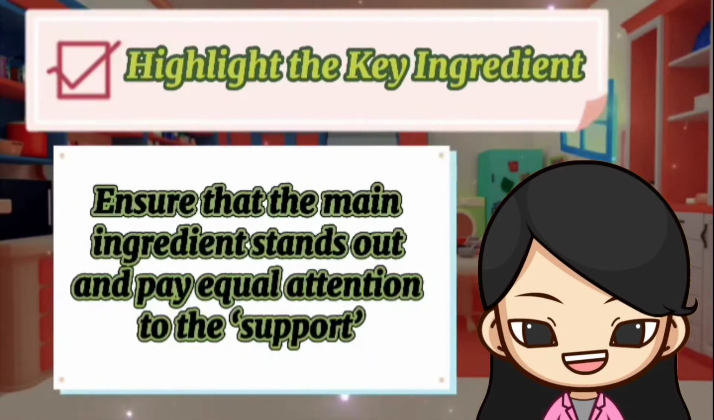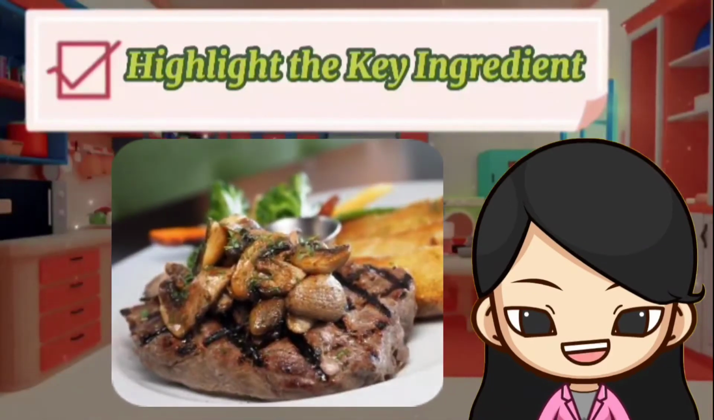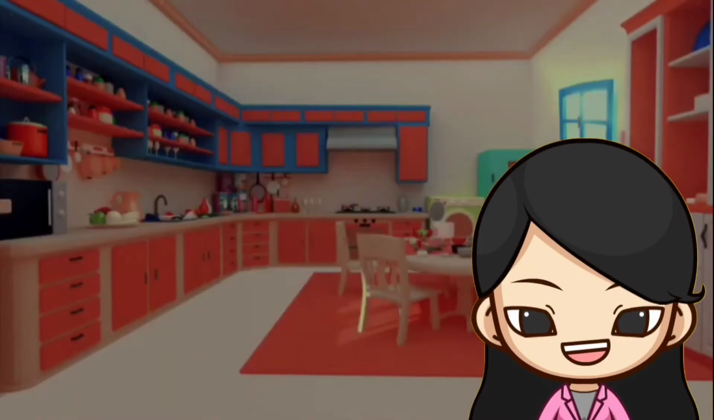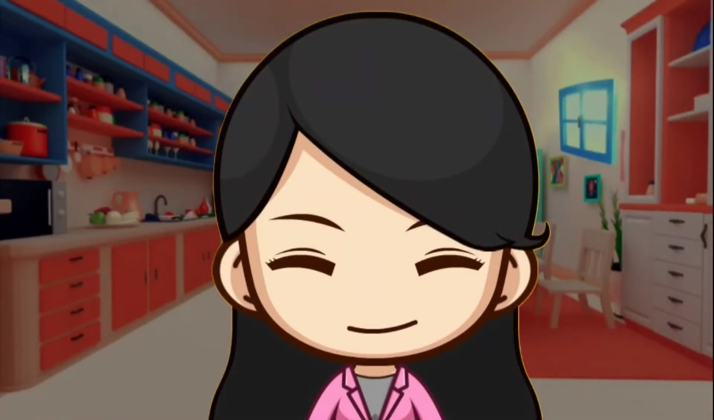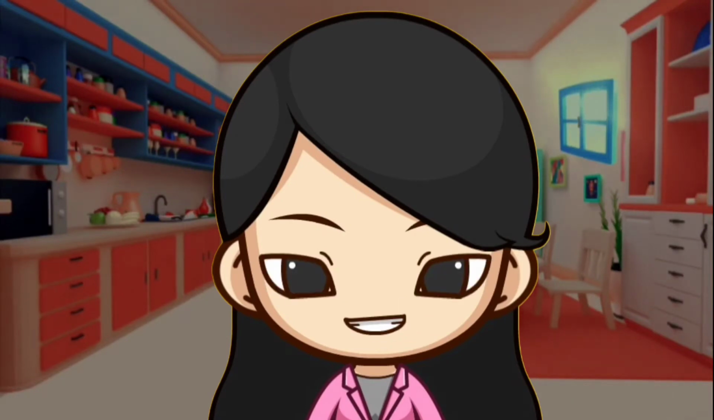See number 5, with regards to the basic principles: highlight the key ingredients. Ensure the main ingredient stands out, guys. Now, guys, you understand the basic elements of plating as well as the principles themselves. So you can be a pro now.